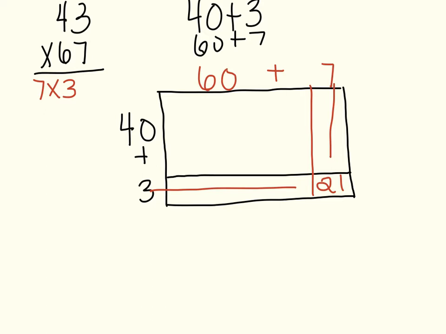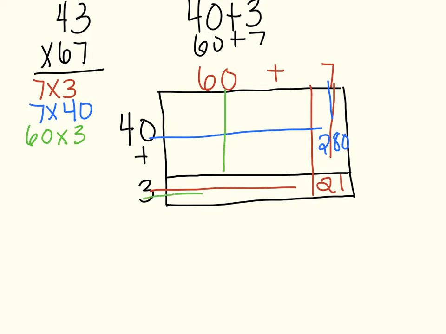Then I'm going on to multiply ones times tens. So 7 times 40. 7 times 40 would meet up here. So 7 times 40 is 280. That goes into that box. Next, I'm going to multiply my tens times my ones. So 60 times 3. And 60 and 3 meet up right here in this area. So 60 times 3 is 180.